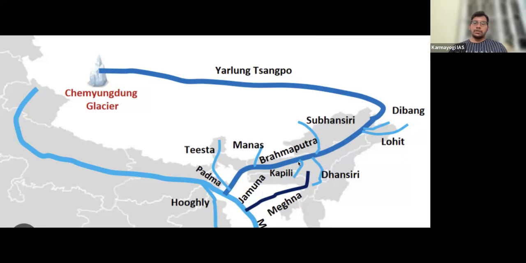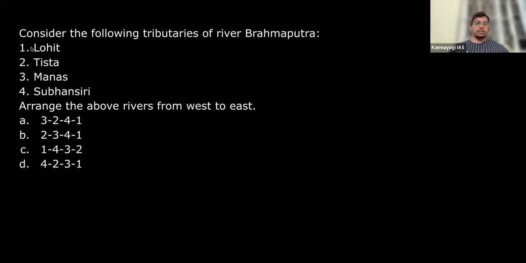All right. So we have also Kapili and then Dhanasri, Dibang as well. Fine. And in Bangladesh, the Brahmaputra is called Padma River, right? Fine. So this is the question. And yes, the Tista is the westernmost. So first comes Tista, then Manas, then Subansiri, then Lohit. So again, the answer here is a very important one.